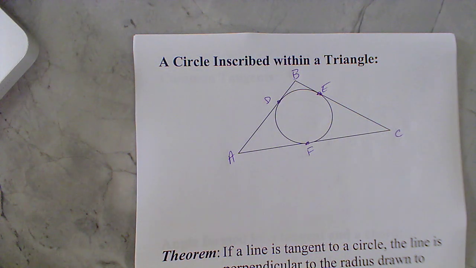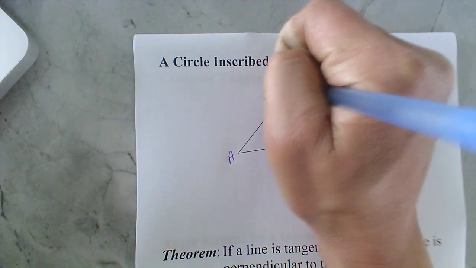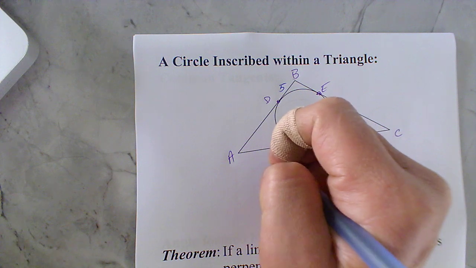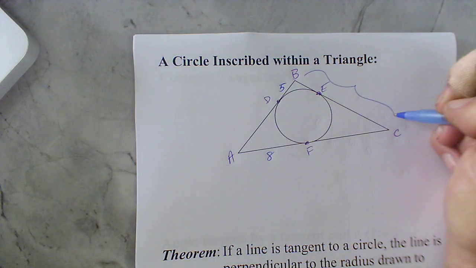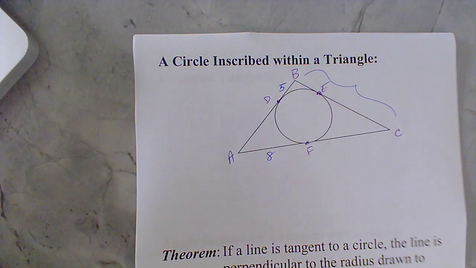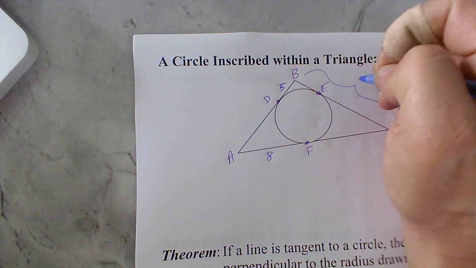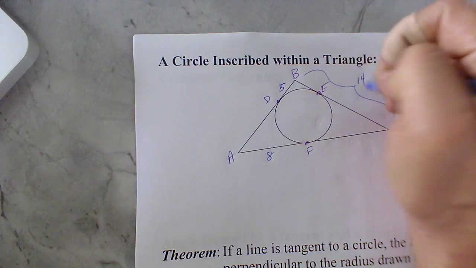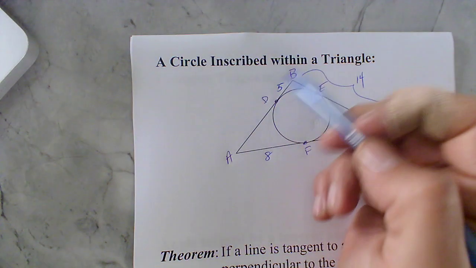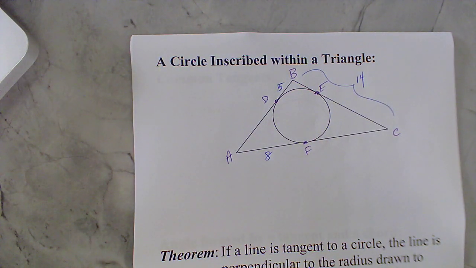So if I gave you, let's say I told you this piece here was 5, and this piece here was 8, and this piece here was, whatever, 12, 13, 14. That's enough to figure out the perimeter of the triangle.